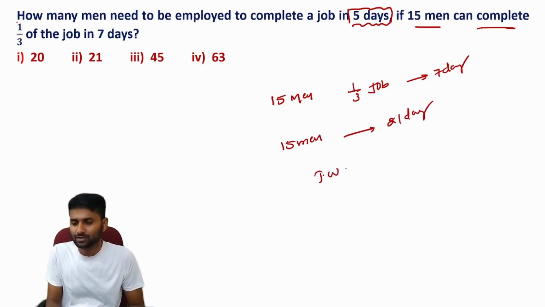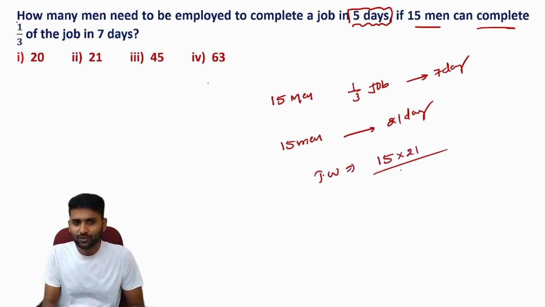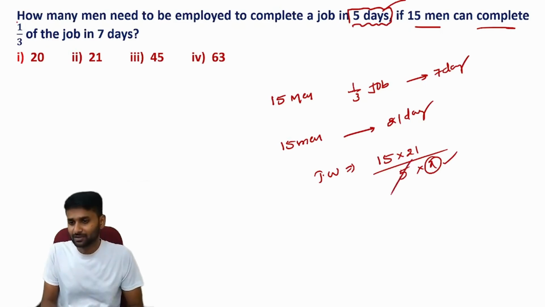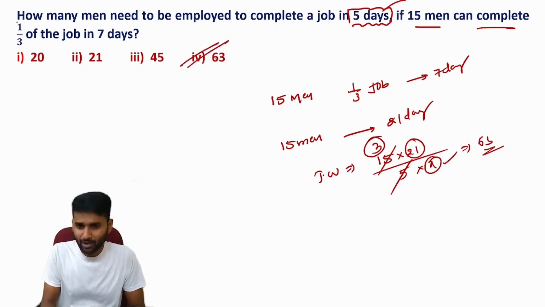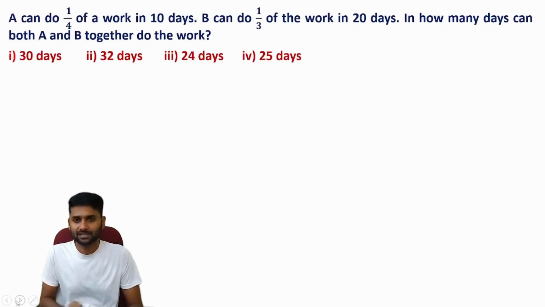So what is the total work? 15 men are working for 21 days. That is all about the total. Now we are assigning this work to how many people to finish it in 5 days? Now see, we have to finish in 5 days. How many people do we have to employ in this particular work? Now see, this is exactly 3 times: 21 into 3 is exactly equal to 63. So we have to employ 63 people to finish this work in 5 days. Try this question.